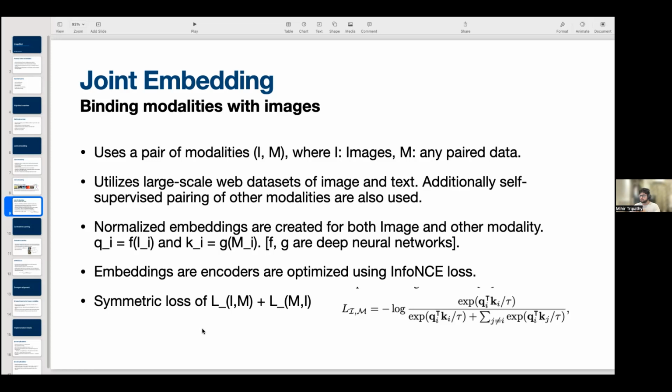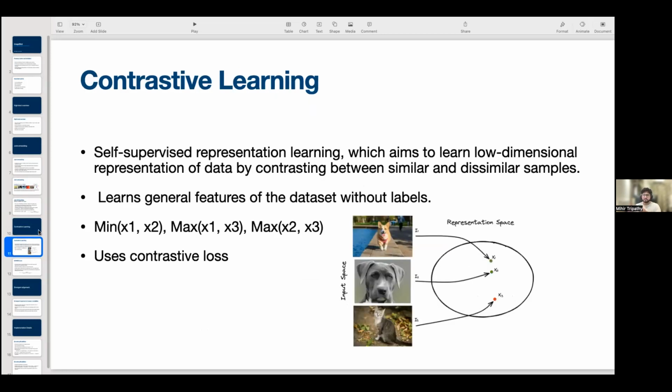So before I dive into what InfoNCE loss is, I thought I would give a short overview of what contrastive learning is, because this is essentially a case of contrastive learning. So contrastive learning basically is self-supervised learning, which aims to learn the low-dimensional representation of data. The whole point here is to enable zero-shot classification, which means that we're not only predicting the classes which have been presented to us, but also classes which have not been seen through training.